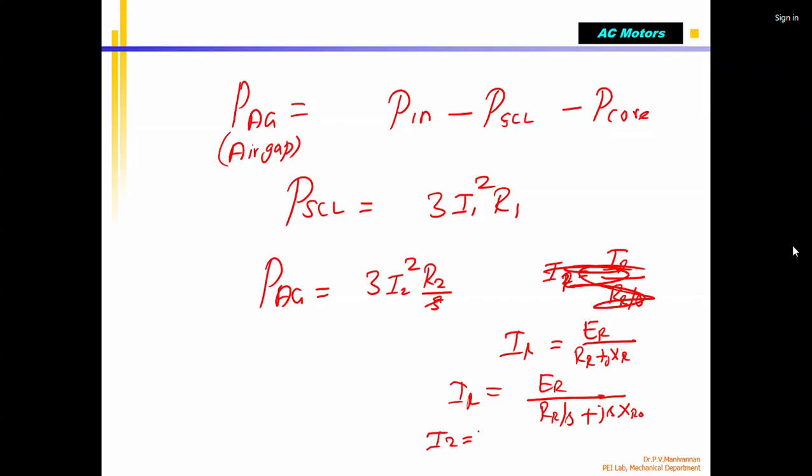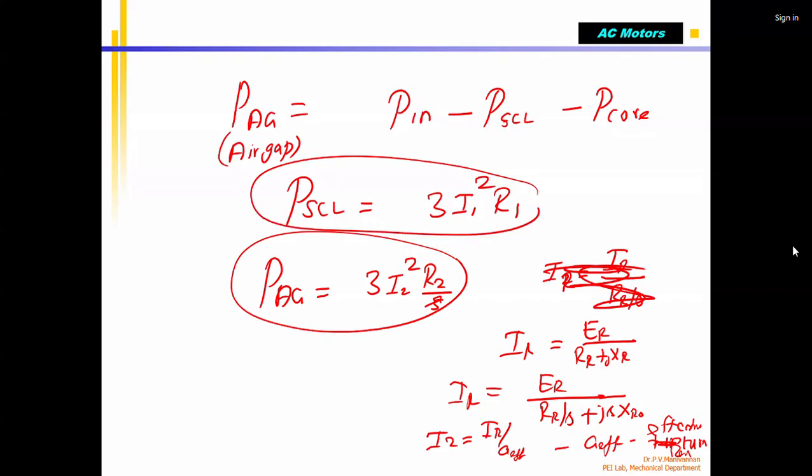I2 equal to IR divided by AEF, where AEF is called the effective turn ratio. That will be given. Effective turn ratio. Okay. Once that is known, then you can call PAG equal to, this is the formula you can know. PAG is given like this.